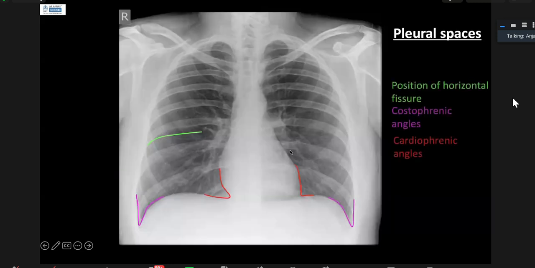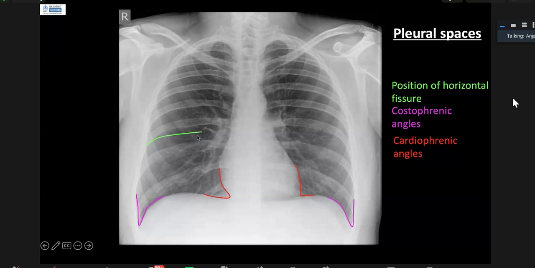Okay. So on an X-ray, this is what we call the cardiophrenic angle. This is the left cardiophrenic angle, and these are the costophrenic angles, the right and left costophrenic angles. These have to be sharply defined, okay? And this is the approximate position of the horizontal fissure.